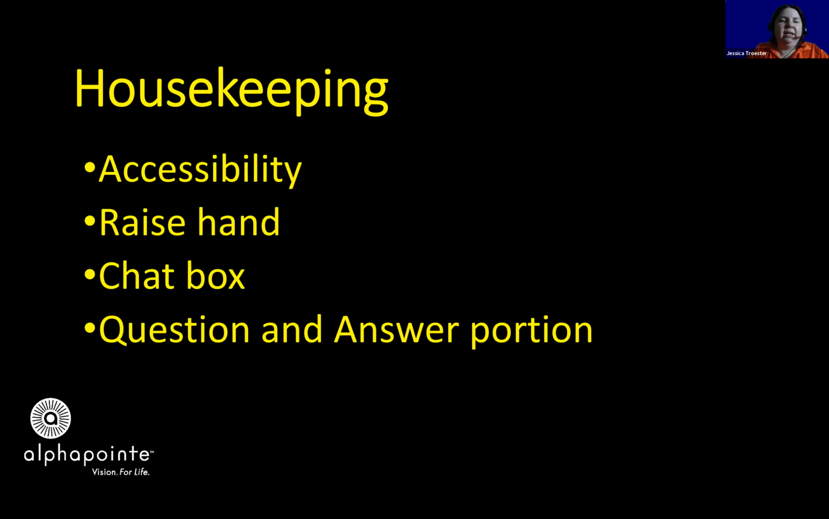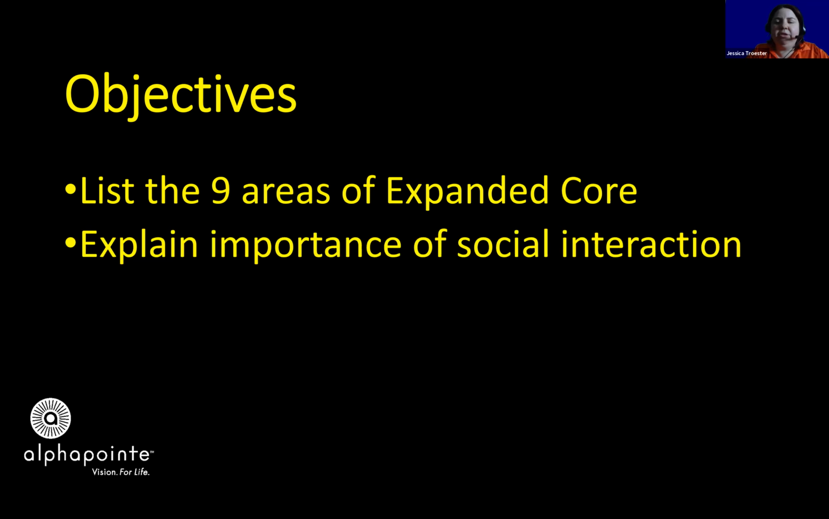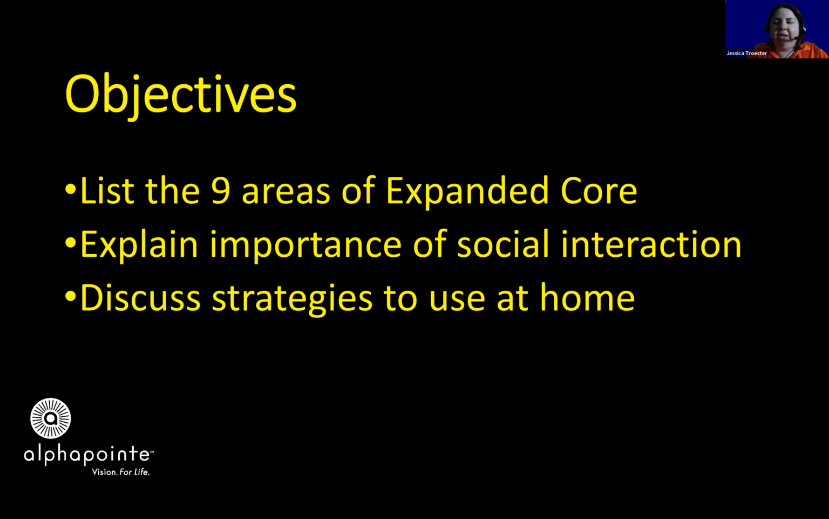So our objectives for today, we want to list the 9 areas of the expanded core curriculum for students with visual impairments. We want to explain the importance of social interaction and discuss strategies that you can use at home to help your children develop social interaction skills, particularly as we are seeing schools closed for physical services.